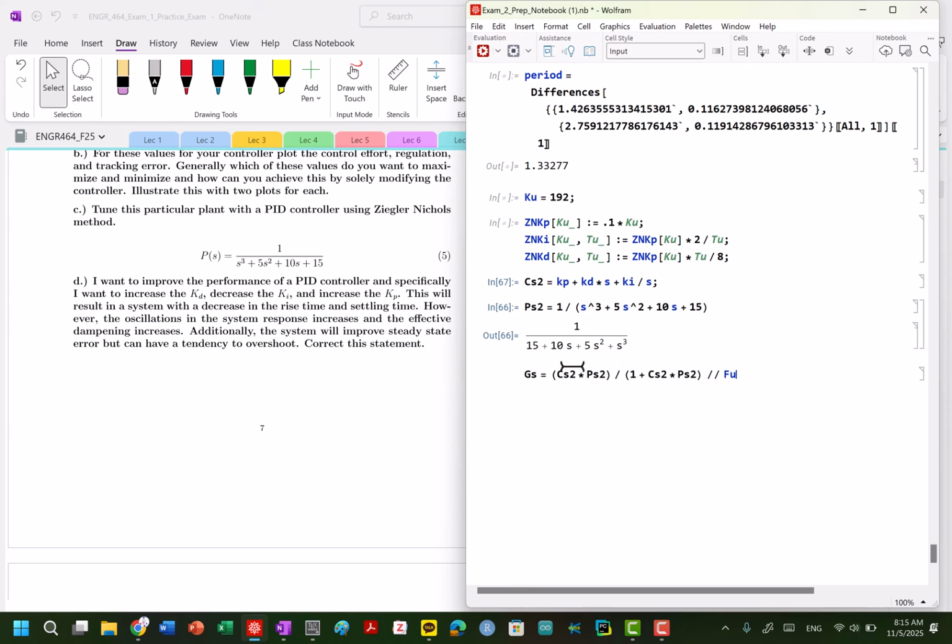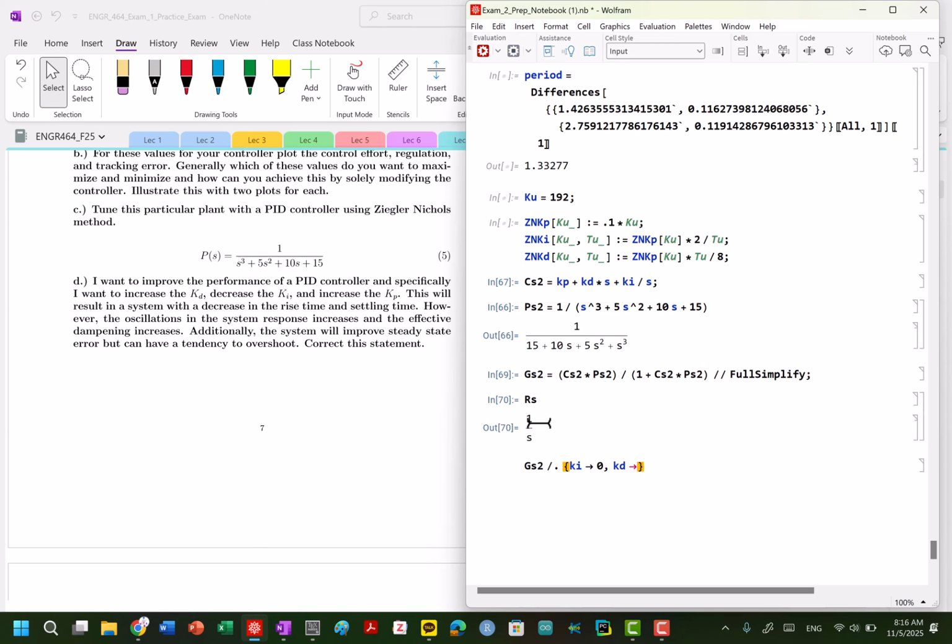Full simplify. So we got that GS. Should probably call it GS2, or RS, we're just going to keep it the same. And so now what we can do is say GS2 /. and we're going to set KI to 0, and we're going to set KD to 0.